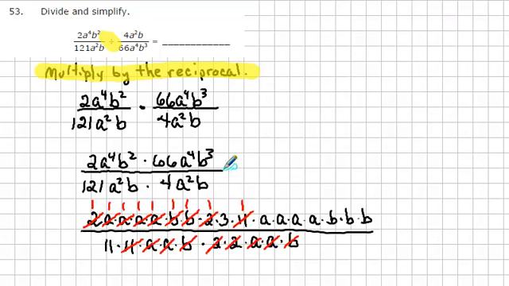So at this point we go ahead and multiply. On the top we have 3 times a times a times a times a times b times b times b. That is 3a to the fourth times b cubed over the only factor that's left on the bottom, which is 11. So we have 3a to the fourth b cubed over 11.